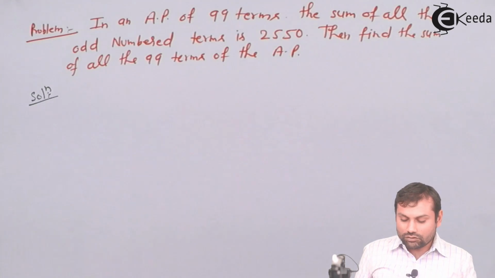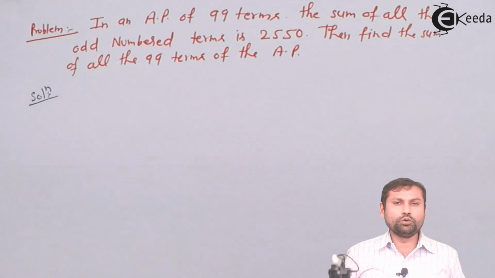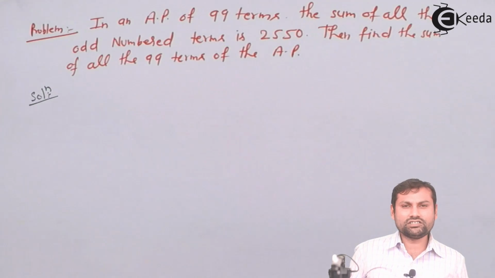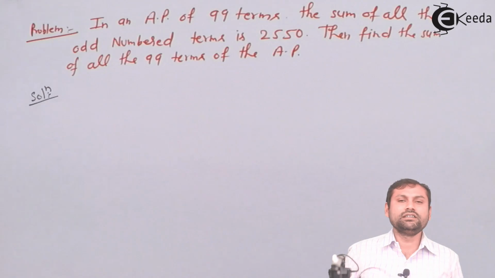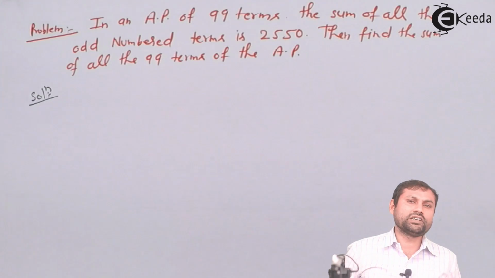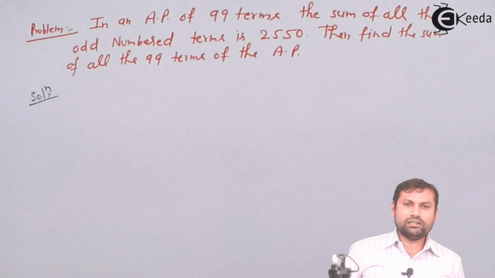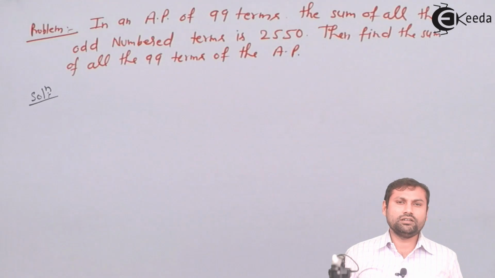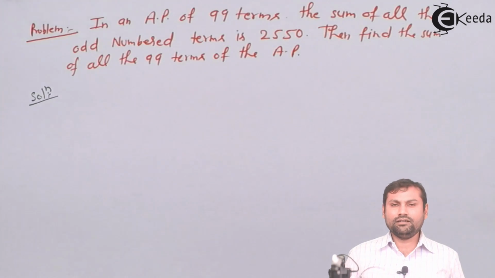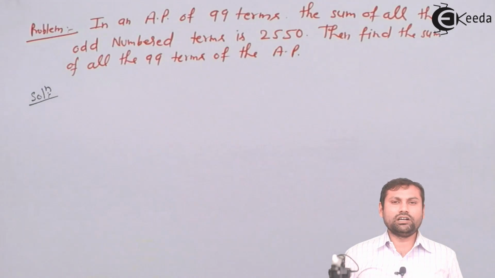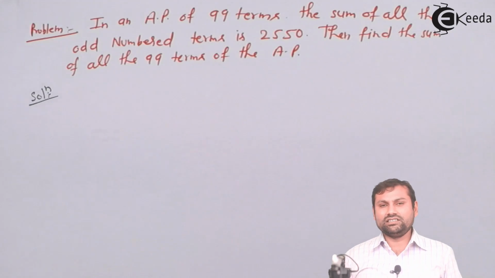Okay, so suppose A1, A2, A3, up to A99 are all the terms. The first term A1 is an odd term, and A99, the last term, is also an odd term. So we can add A1 plus A99, and we know the formula: if the first term and last term are given, that is A and L, then the sum of n terms of an AP is n by 2 (A plus L). So we will use that formula because we have a first term and last term.